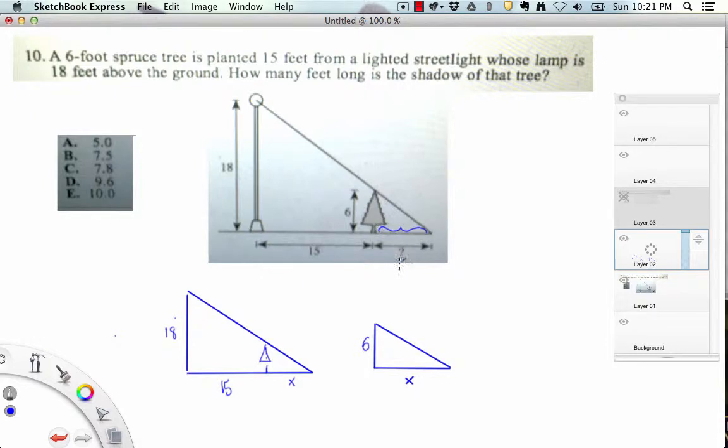So I'm going to give it a name. You can call it anything you want. We could call it S for shadow. Traditionally, of course, X. It's been my experience that students feel more comfortable with X because then they're used to the situation of having to find it.